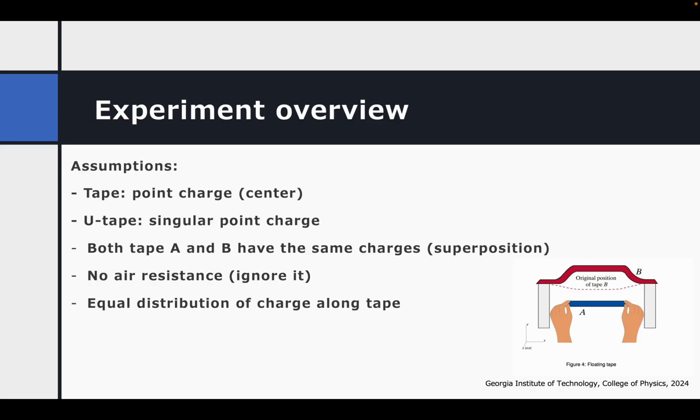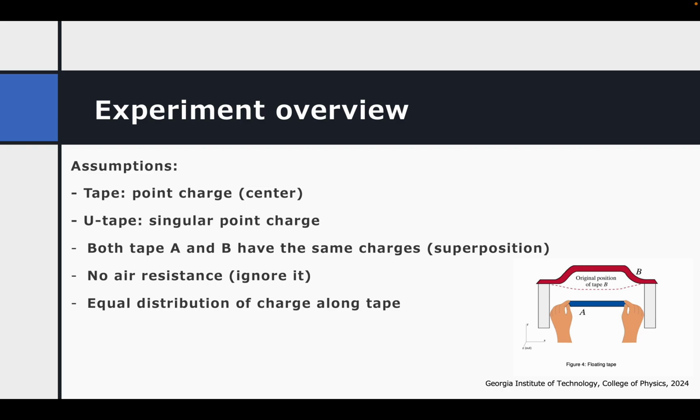Now let's talk about the experiment overview and procedure. So first off, the assumptions we made are that the tape is a point charge and it's located at the center of the tape, and that the U-tape has a singular point charge. Then we assume that tape A and B have equal charges, so we can apply superposition, and we also assume that there is equal distribution of charge along the tape length, and then we're ignoring air resistance.